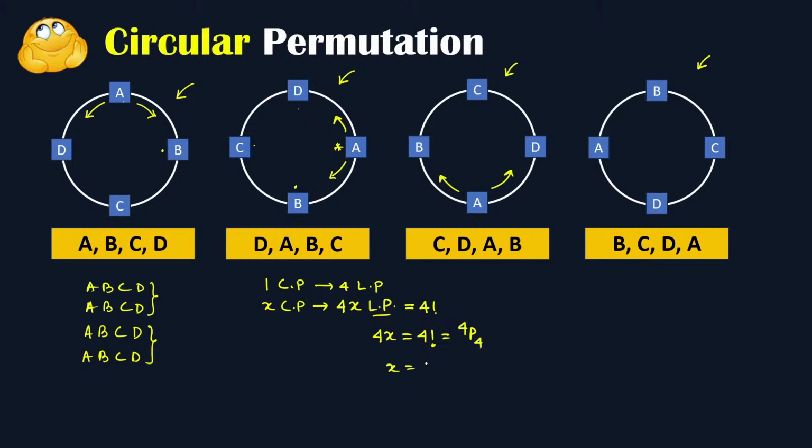So x will be what? Your x will be factorial 4 divided by 4. So that gives us 4 into factorial 3 divided by 4, which gives us factorial 3 only. So what have we learned? When 4 people are sitting at a circular table, they can be permuted not in factorial 4 ways. Factorial 4 ways is for the linear permutation. But we have seen right now that for circular permutation, the number will be factorial 3. Is it clear? So we can generalize this.